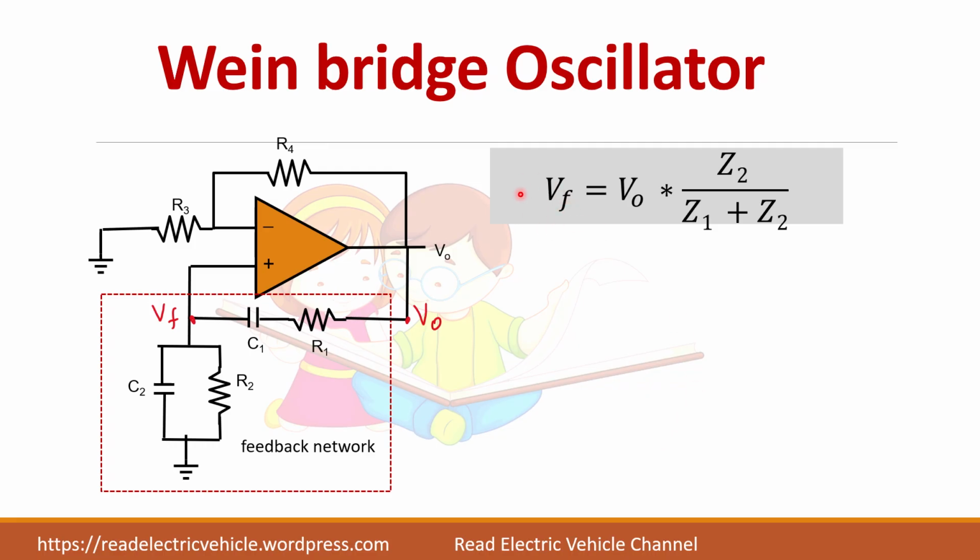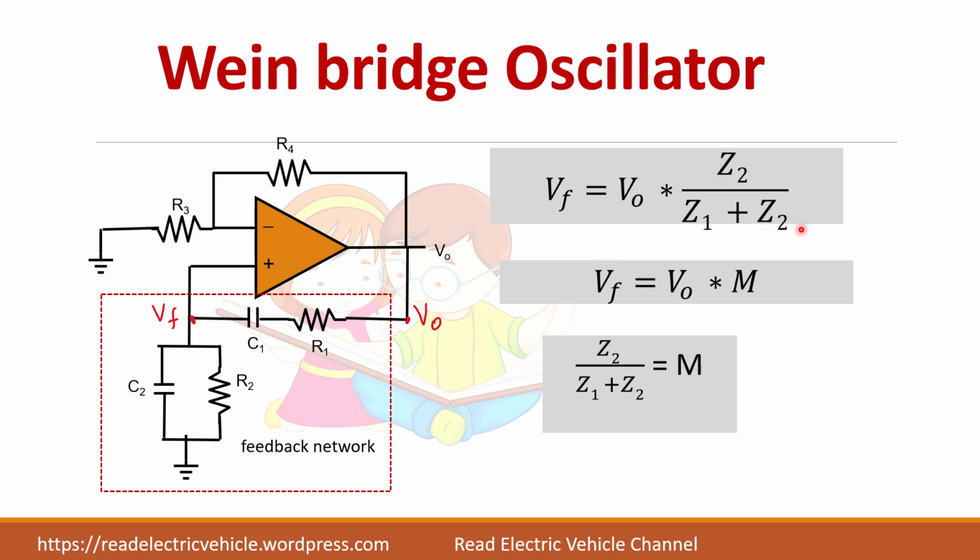Now VF, what is VF? VF is the feedback voltage, this voltage. The other end of this impedance is connected to ground, and here we have V0. So we can write VF is equal to V0 into this impedance divided by the sum of these two impedances, so Z2 divided by Z1 plus Z2. For my convenience, I am writing this part alone, Z2 divided by Z1 plus Z2, as M. If you want, you can keep it as such and do the derivation. Since I don't have enough space, I have simplified it to the term M.